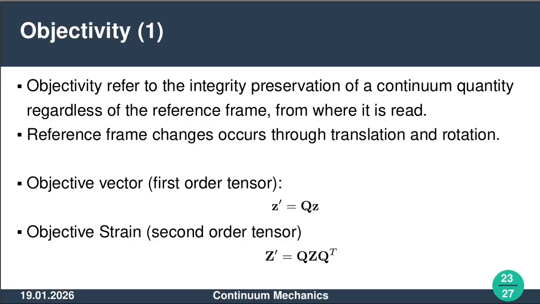For a first order tensor like a vector Z, in the new reference frame it is equal to Q times Z in the old reference frame. Q is the rotation tensor. For a second order tensor, we have Z prime equals Q times Z times the transpose of Q.